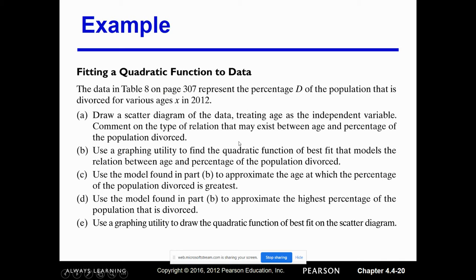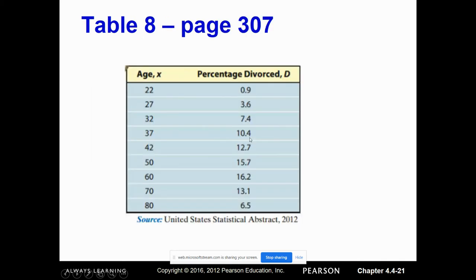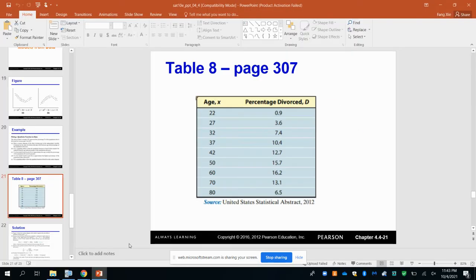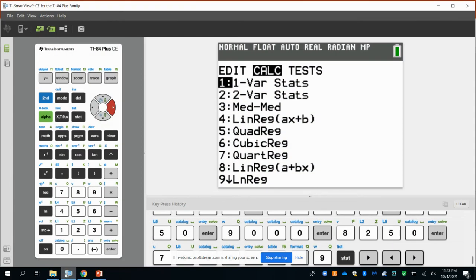Okay, so first, draw a scatter diagram of the data. All right, this is the data set, and I actually got this data set from the textbook, page 307. Of course, you can graph it by hand, but graphing by hand will not be accurate. So I'm going to use a graphing calculator to graph the scatter data diagram like we did before.